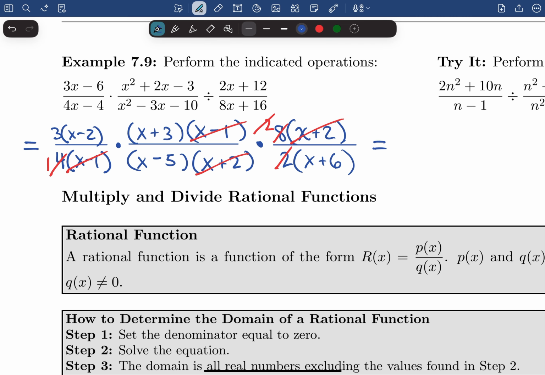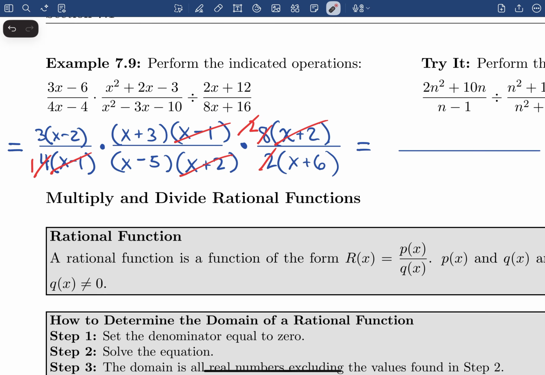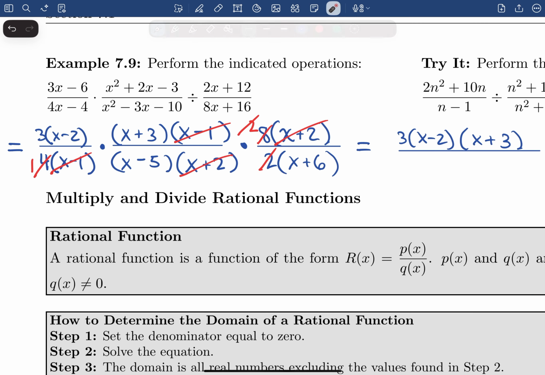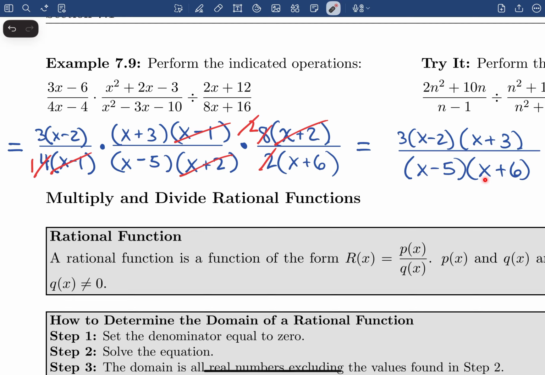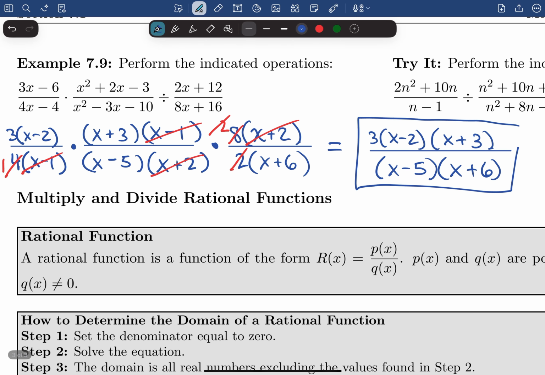So I'm going to now write my final result. And I'm going to just combine all of the factors of the numerator together. So I see a 3, an x minus 2, an x plus 3. Those are the factors of the numerator. 3 times x minus 2 times x plus 3. And in the denominator, I see, well, 1 times x minus 5 times x plus 6. And I make that 1 become invisible because 1 times anything is just that thing. So I'm making that factor of 1 become invisible to simplify the look of my final result. And here's my final result.